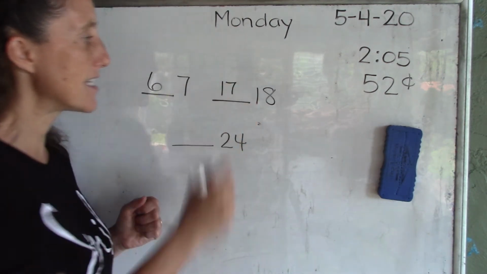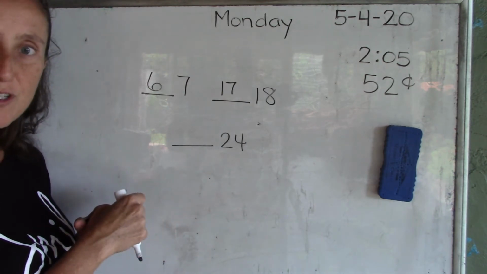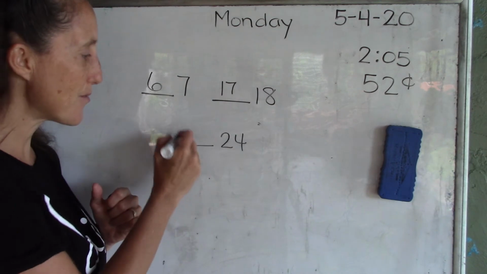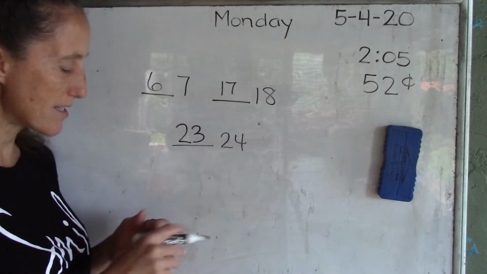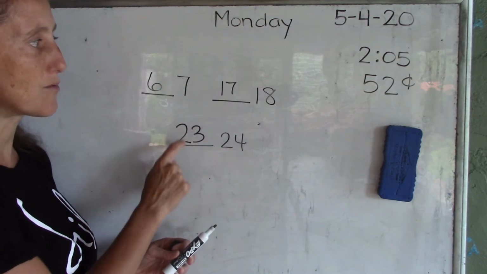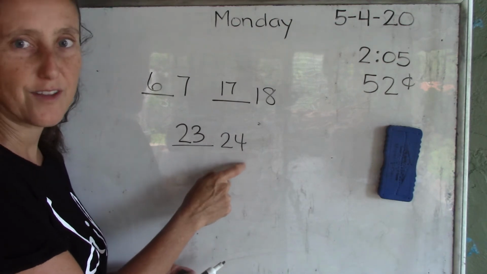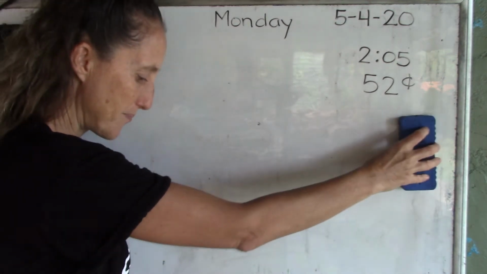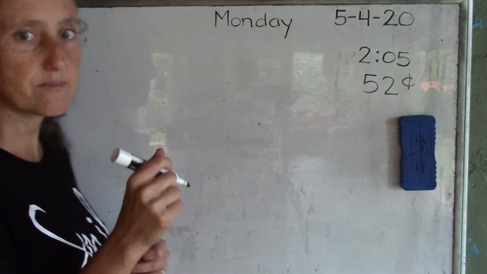17. You're right, 17. Do you know what comes right before 24? 23. Good job. So that's what they're asking you to do, is to write the number that comes right before that other number when you're just counting by ones. Okay, good job.